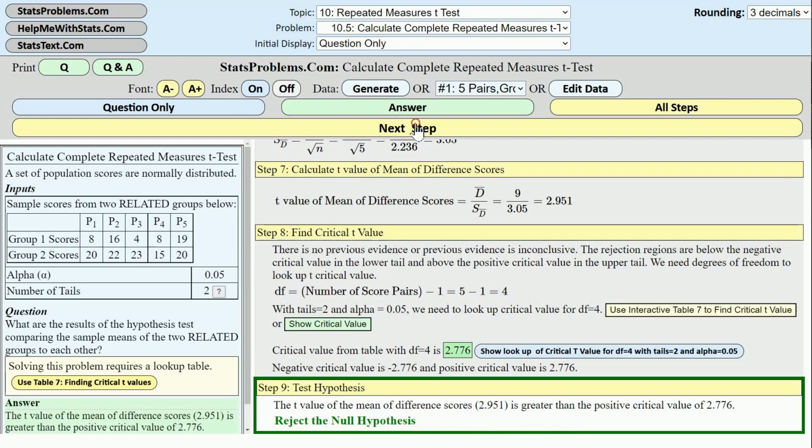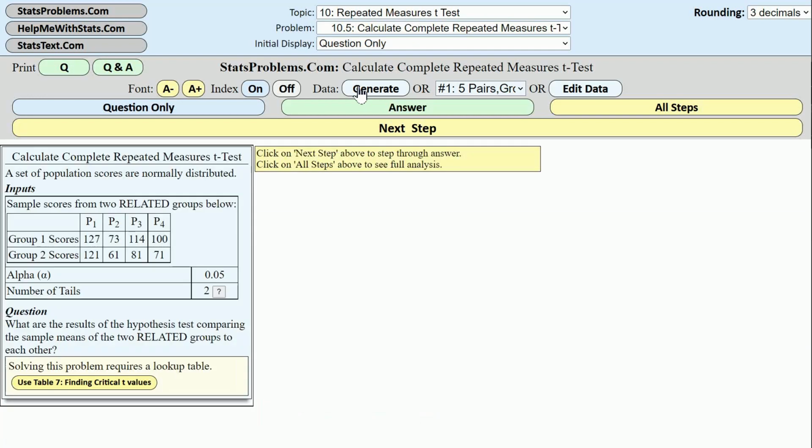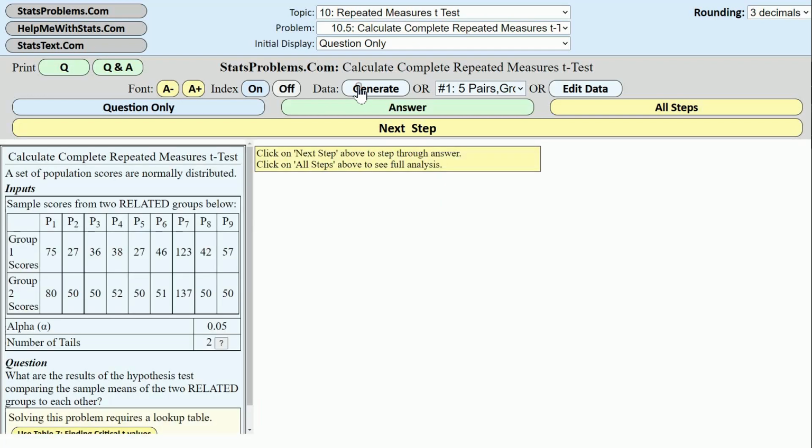In Step 9, we test the hypothesis. The t-value of the mean of the difference scores, 2.951, is above the positive critical value of 2.776. Reject the null hypothesis. In addition to the 25 example problems, we can work step by step through an unlimited number of new problems using the Generate button.